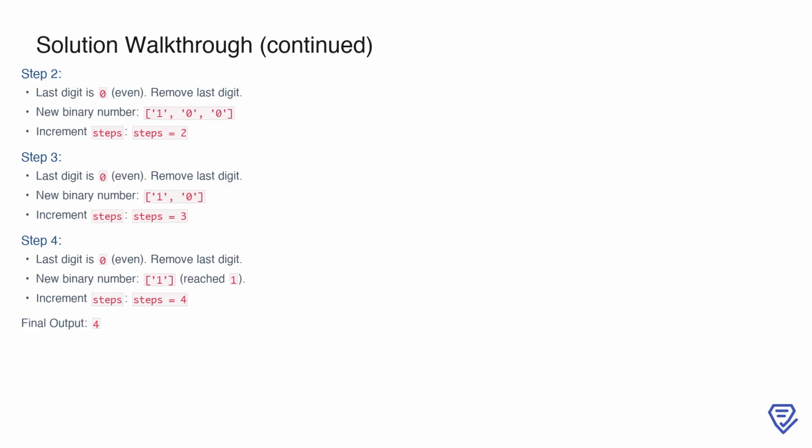In the fourth step, the last digit is still 0. Removing this digit leaves the binary number as 1, which is 1. At this point, we stop since the number has been reduced to 1. The total number of steps for this example is 4.